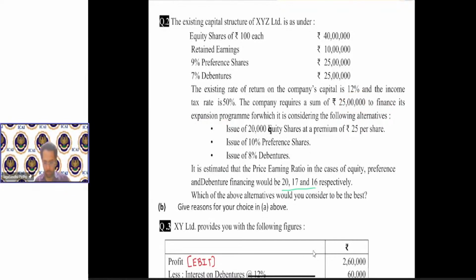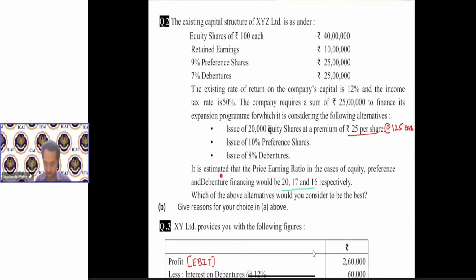For which it is considering the following alternatives. The first option is to issue 20,000 equity shares at a premium of rupees 25 per share. When we say a premium of 25, it means at a price of 125 each, so 125 into 20,000. Then the issue of 10% preference shares and the issue of 8% debentures.